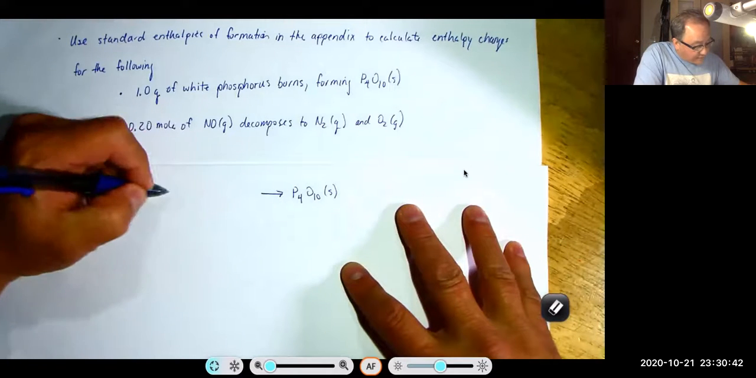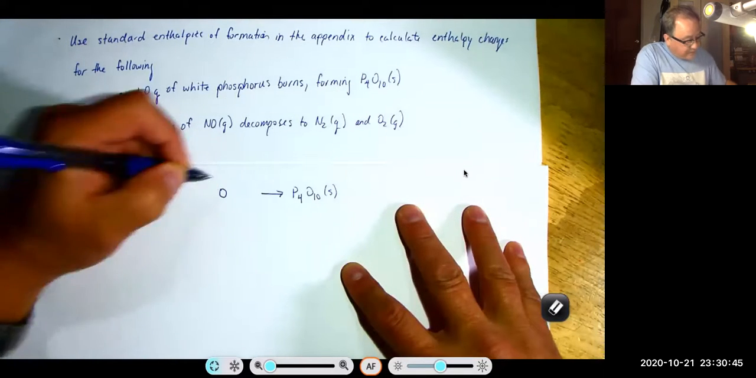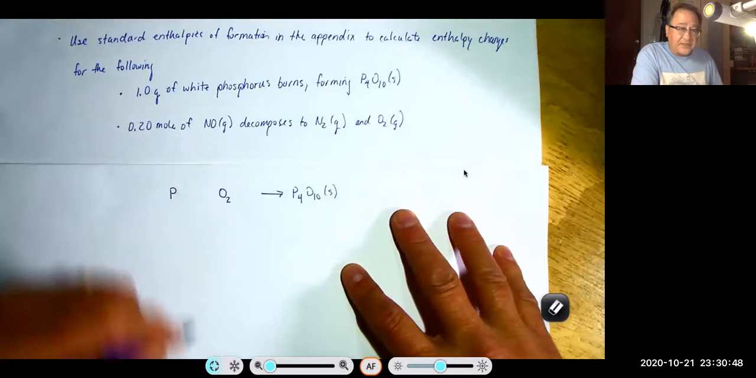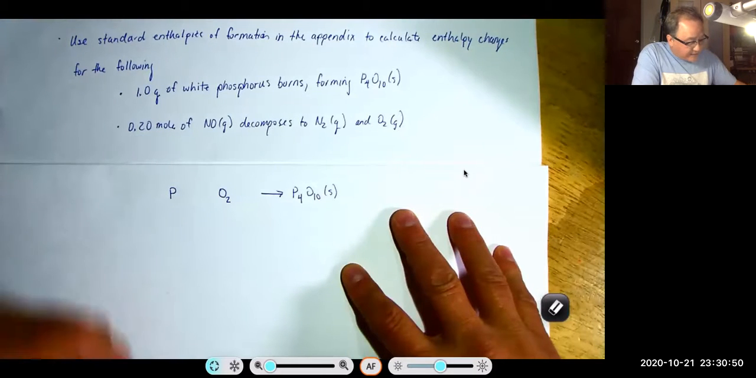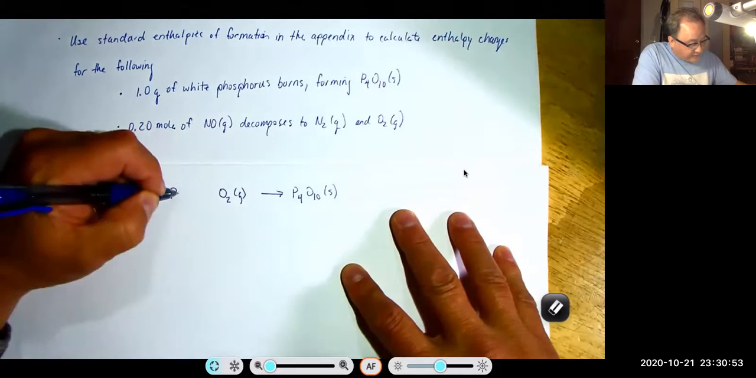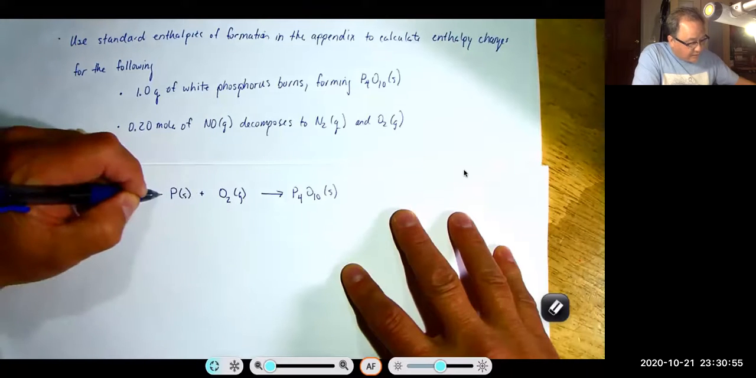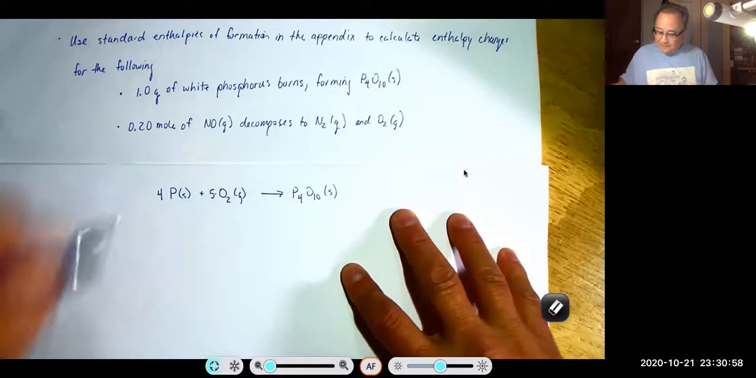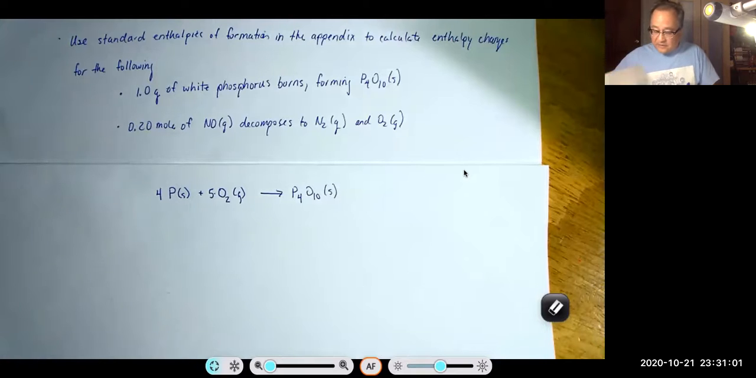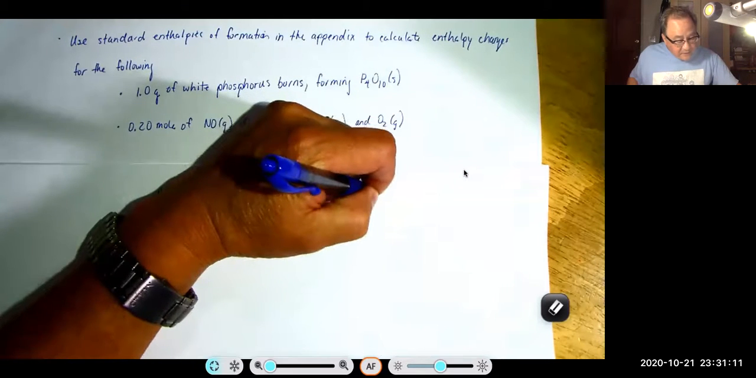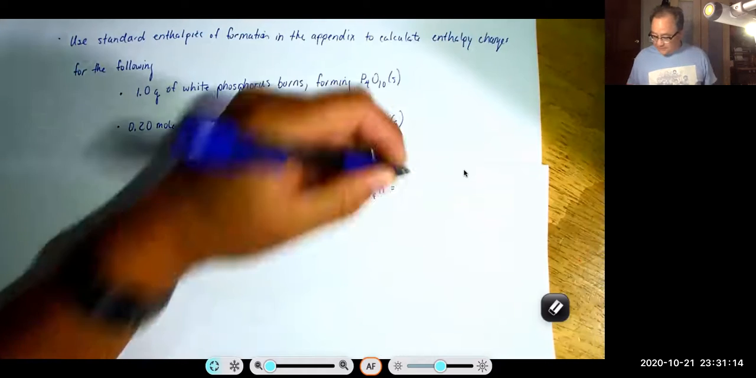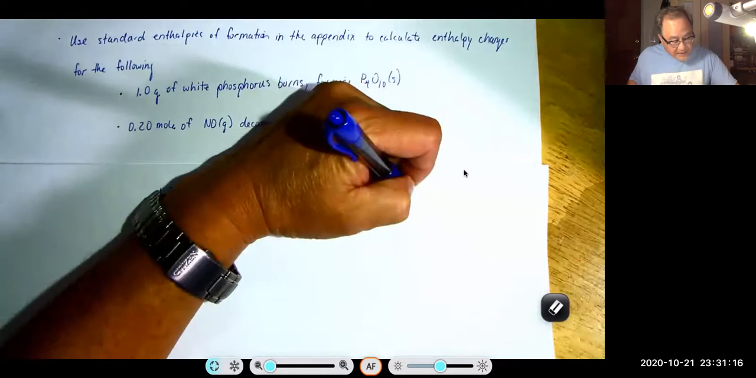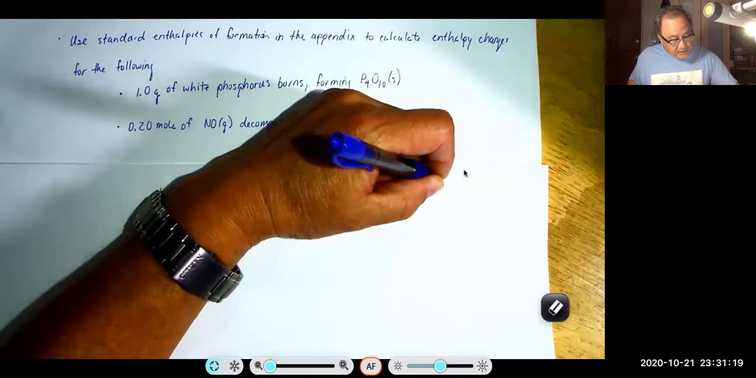So we have phosphorus and we have oxygen. Oxygen is going to have a 2 because it comes as a diatomic and it's a gas. Phosphorus is going to be solid. And here we're going to put a 4 here and we're going to put a 5 here to balance it. So looking in the back of the book in alphabetical order, I'm looking for phosphorus. So we have this P4O10. The formation reaction is minus 2984.0 kilojoules per mole.